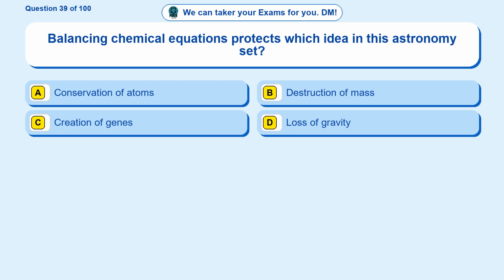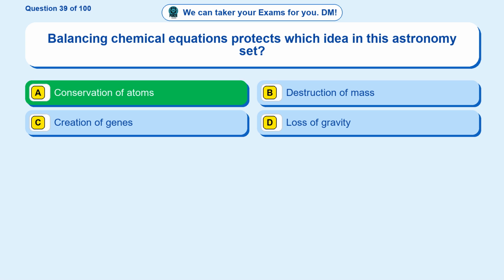Question 39. Balancing chemical equations protects which idea in this astronomy set? Option A, conservation of atoms. Option B, destruction of mass. Option C, creation of genes. Option D, loss of gravity. The correct answer is option A, conservation of atoms.